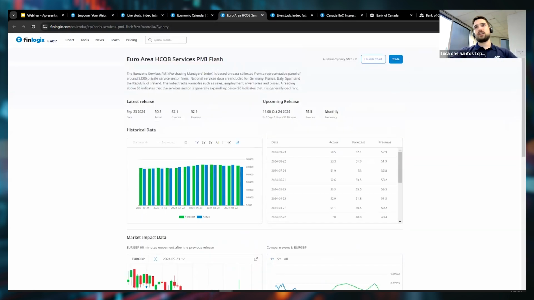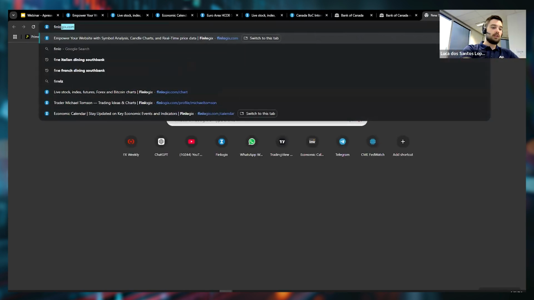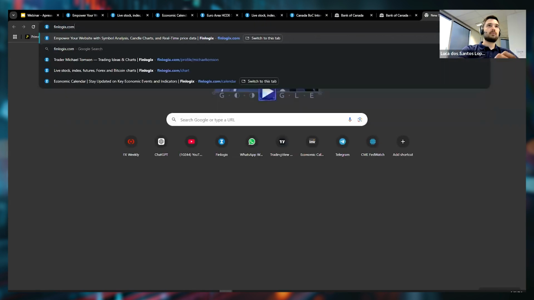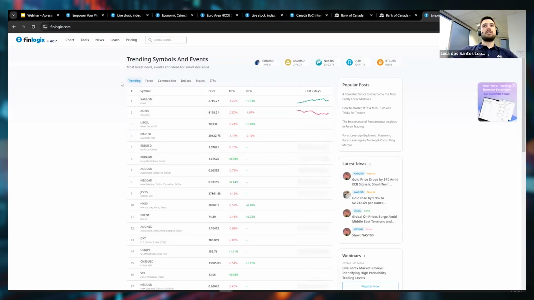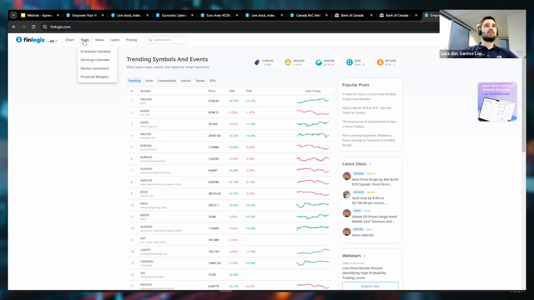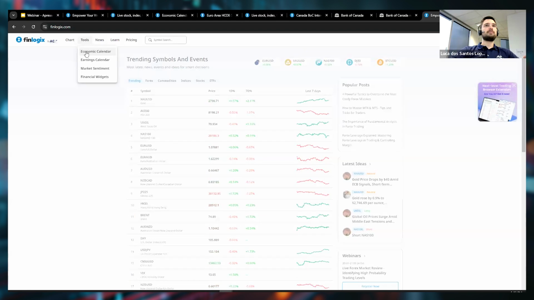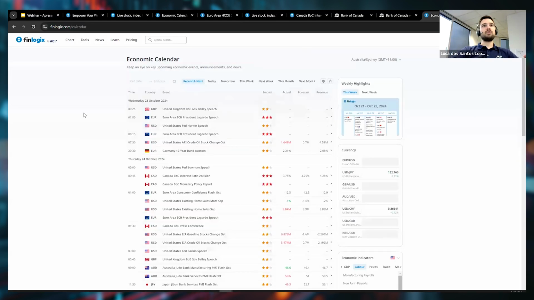Again, it's very easy to get on FinLogix. You just type finlogix.com. Okay, click enter, and there you have it. To get access to that tool I was showing, you just come to tools right here, economic calendar, click on it. Once you're on there, you can do this for any data. Okay, any data.